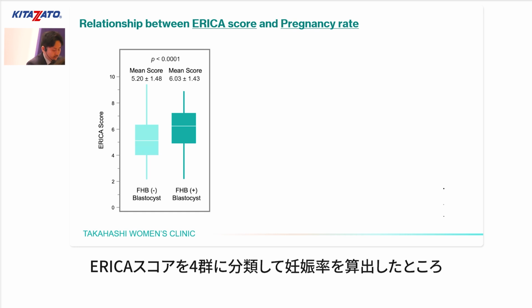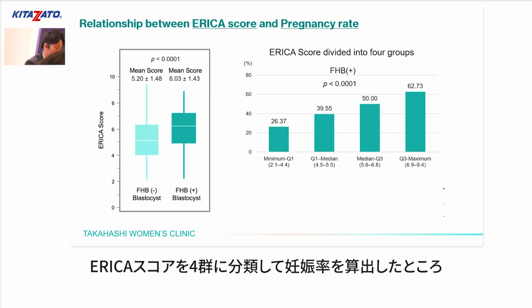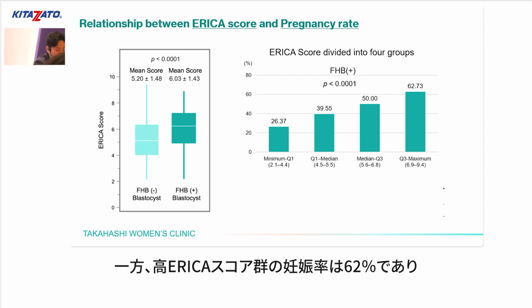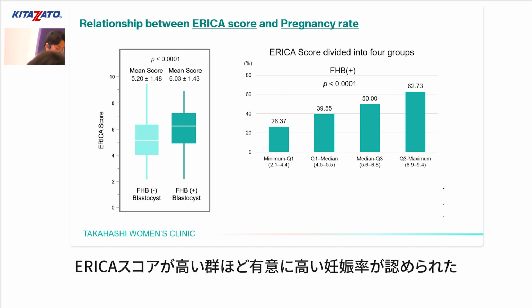When the pregnancy rate was calculated by dividing the ERICA score into quartiles, the pregnancy rate in the low ERICA score group was 26%, while the pregnancy rate for the high ERICA score group was 62%. A significantly higher pregnancy rate was observed in the group with the higher ERICA score.